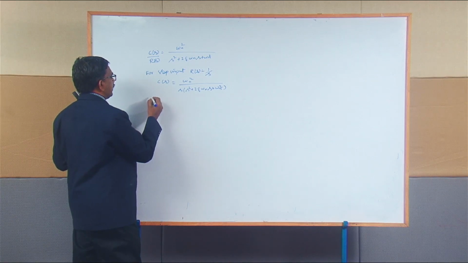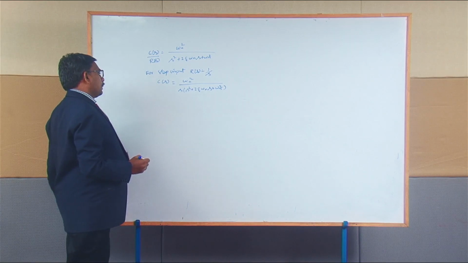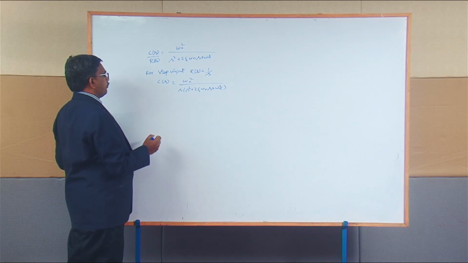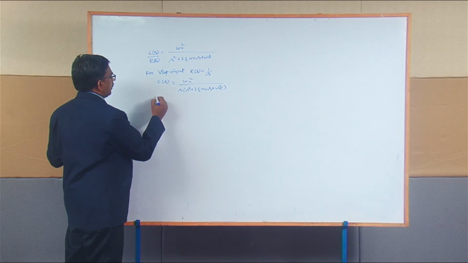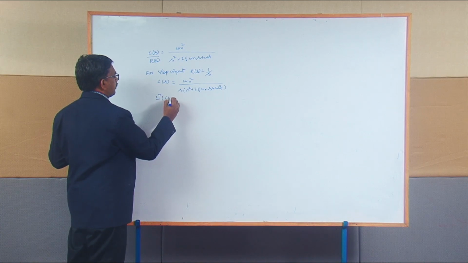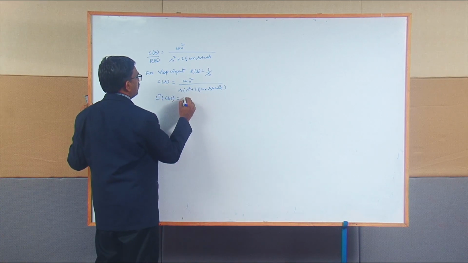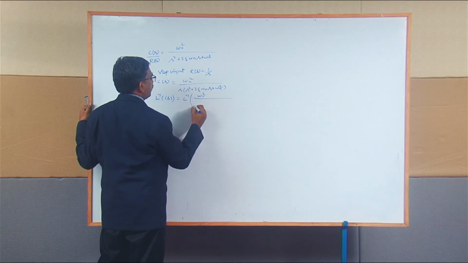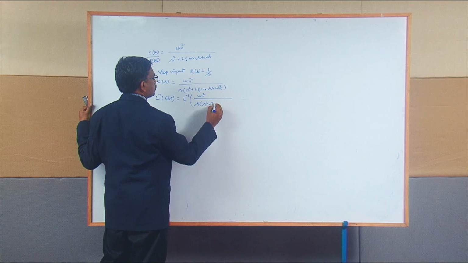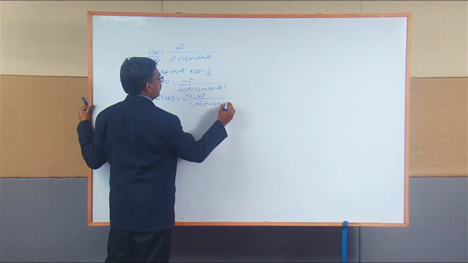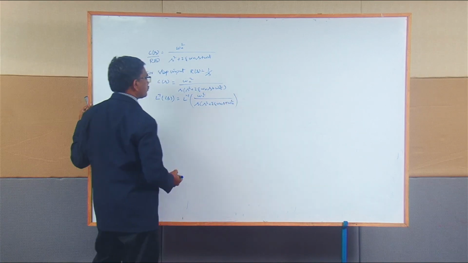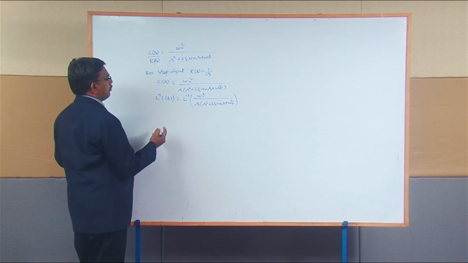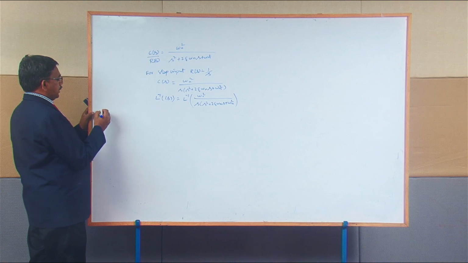To get the time response of the system, we have to take the inverse Laplace transform of this function. So, L inverse of C(s) is equal to L inverse of omega n square divided by s into (s square plus 2 zeta omega n s plus omega n square). It is not a standard form, we have to make it into the standard form.